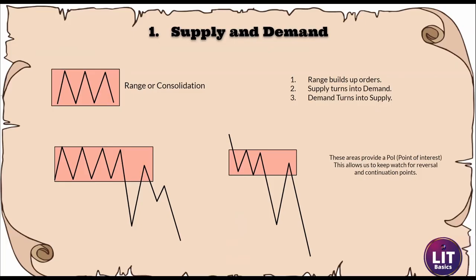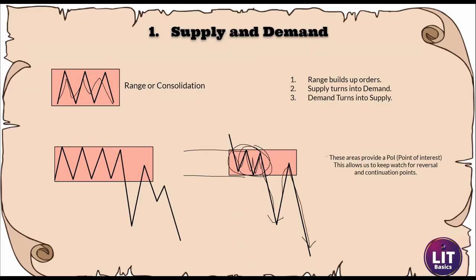You've got, first off, your range or consolidation. Maybe this is coming in from another demand and this is being created. And so here we're creating supply. We break out of that, collecting all the orders, come back to it, and then continue downwards.